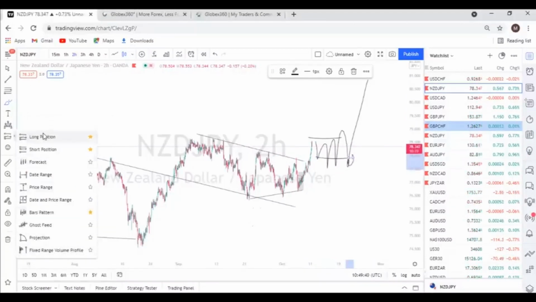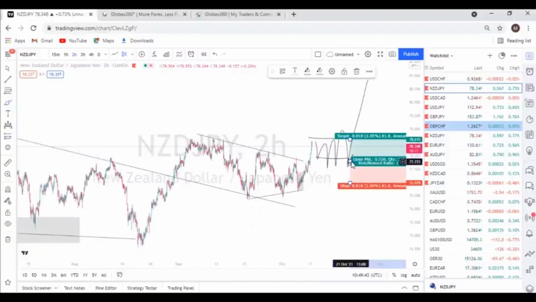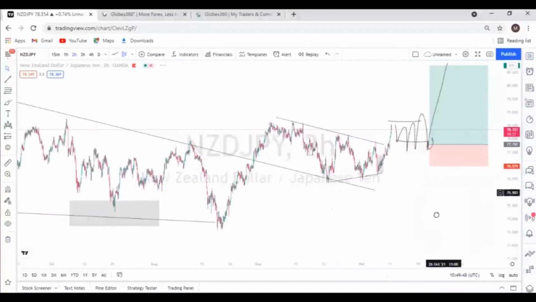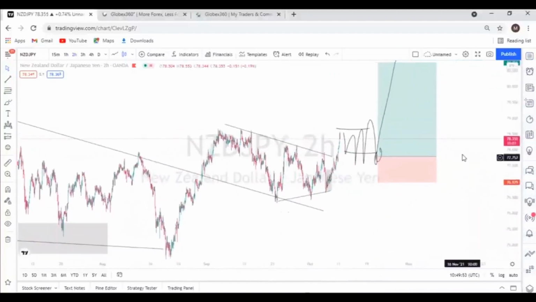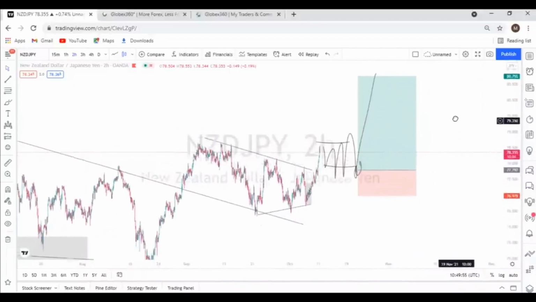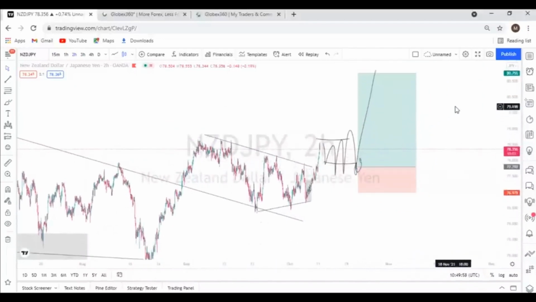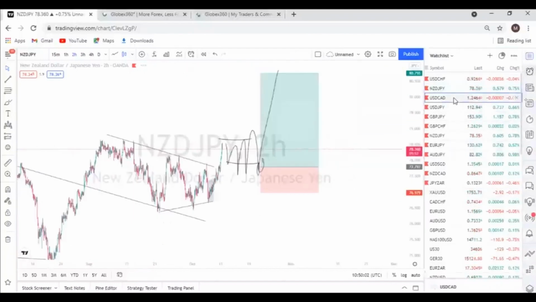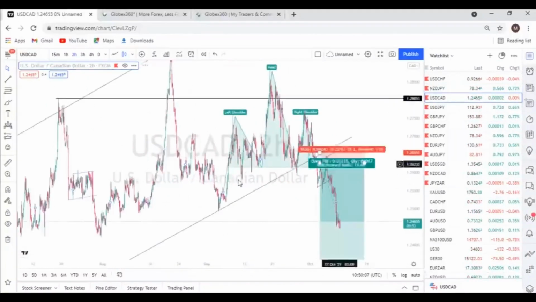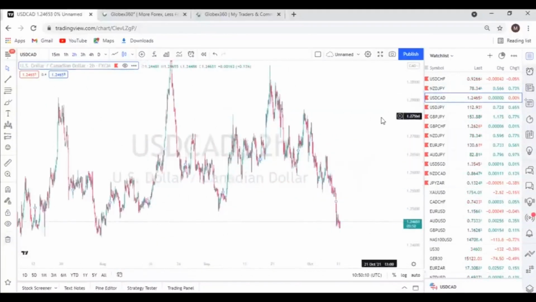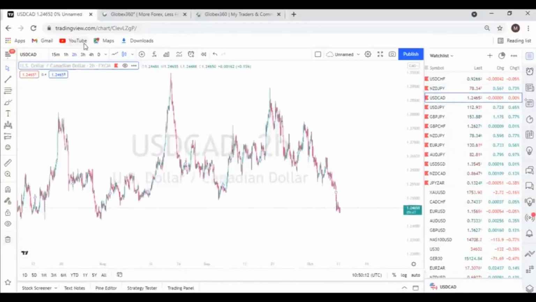Let me just use the long position. So it's gonna look something like this, right? It's just a repetition of what the market has been doing. So this is NSDJPY, and let's move on to the second or third trade with USD Canadian dollar.